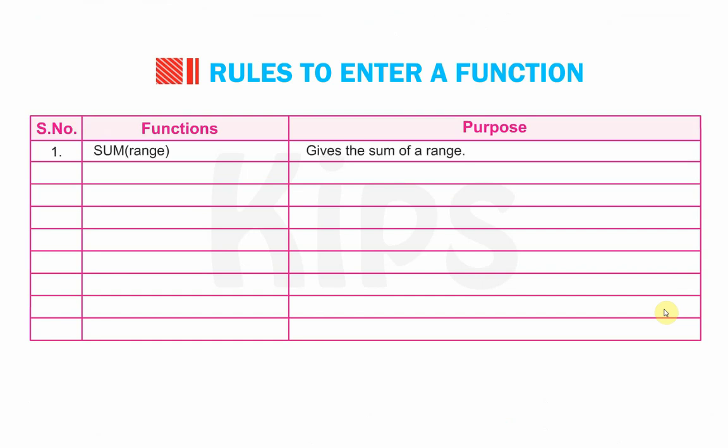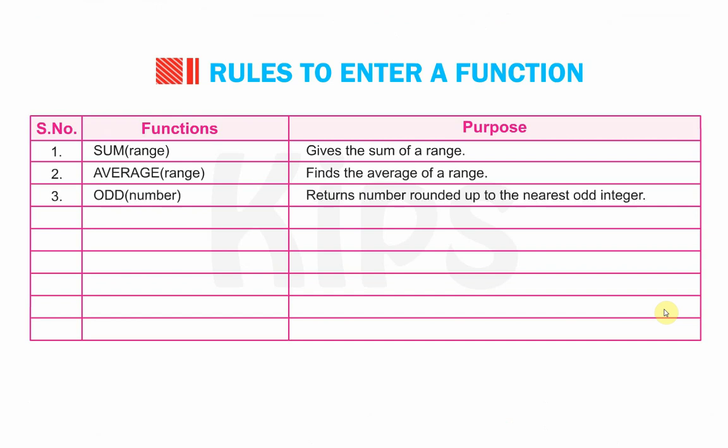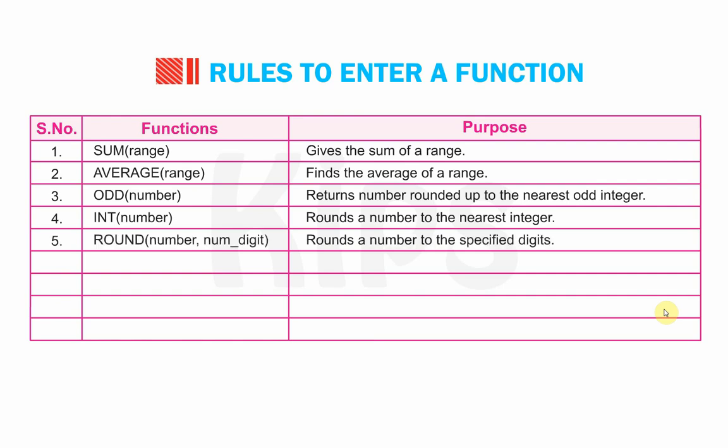The purpose of SUM(range) is to give the sum of a range. The purpose of AVERAGE(range) is to find the average of a range. The function ODD(number) returns a number rounded up to the nearest odd integer. The function INT(number) rounds a number down to the nearest integer. The function ROUND(number, num_digits) rounds a number to the specified number of digits.